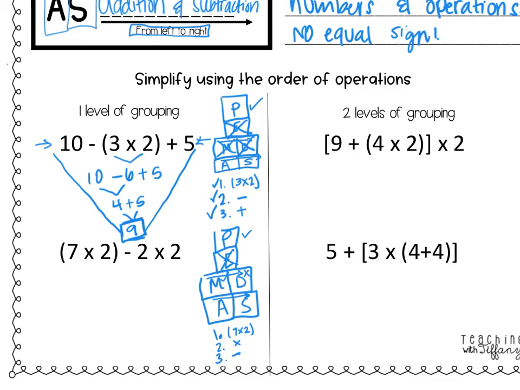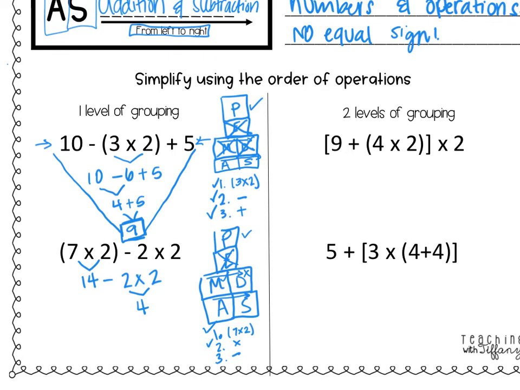So our first step is to multiply 7 times 2. 7 times 2 is 14. And now I'm going to rewrite my equation. So I have 14 minus 2 times 2. Our next step, number 2, says we multiply. So we have 2 times 2. 2 times 2 is 4. Second step is done.